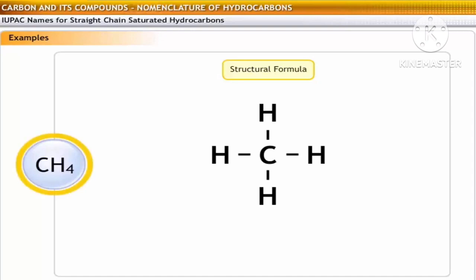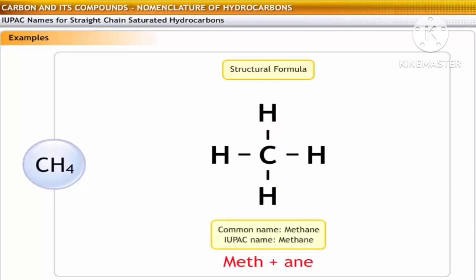The compound CH4 contains one carbon atom, so the root word is meth. It is a saturated hydrocarbon, that is, the carbon atom is bound to 4 hydrogen atoms by a single bond. There are no double or triple bonds. Hence, this compound is an alkane. The IUPAC name is a combination of meth and ane, which becomes methane.